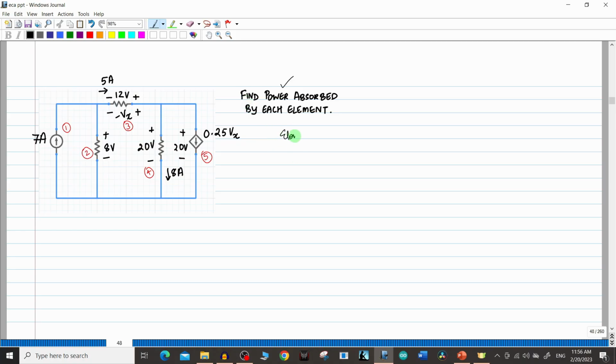So I'll write that down here. Element number 1. I'll draw that separately. So this is element number 1. This is an independent current source, 7 amperes.